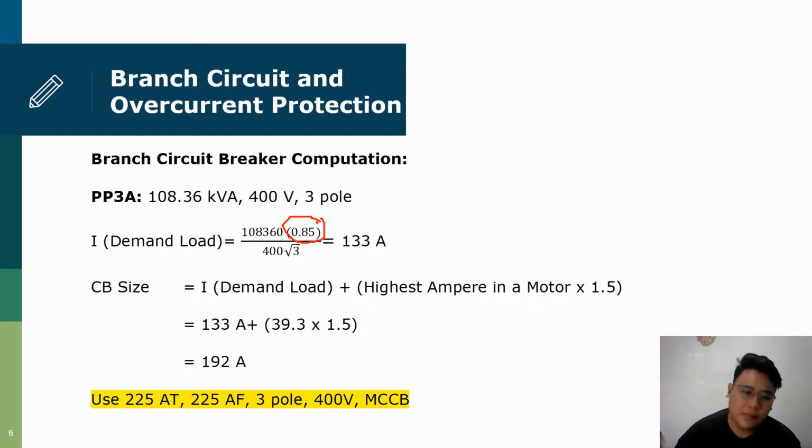To get the circuit breaker size, itong current demand load plus highest ampere in a motor times 1.5. Di ba nga kanina ang highest motor is nasa 270/90 VA. So, divide natin sa 400 square root of 3, makakuha tayo ng 39.3 amperes doon. So, ito po, 133 amperes plus 39.3 times 1.5 equals 192. Since 192 ang nakuha natin sa calculations, gagamitin nating circuit breaker is yung 225 ampere trip, 225 ampere frame, 3 poles, 400 volts, molded case circuit breaker.